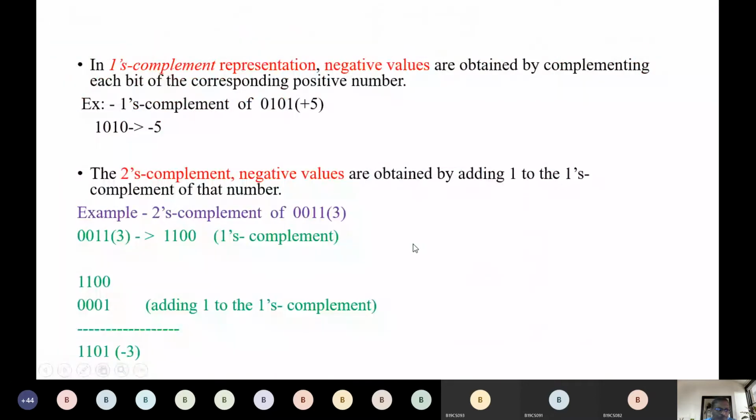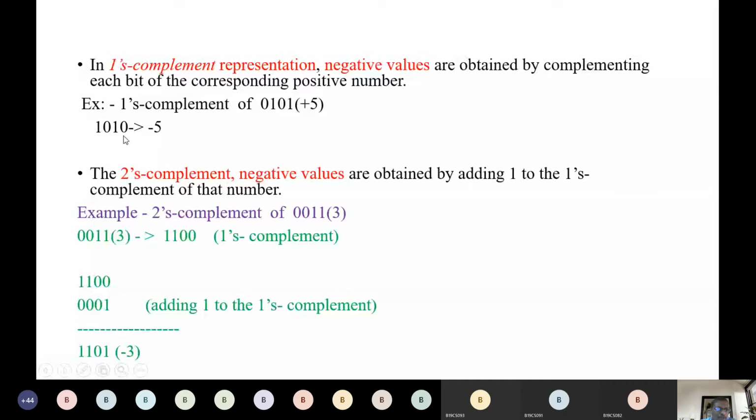Here you can see that in ones complement, negative values are obtained by complementing each bit of the corresponding positive number. For example, take plus 5. I want to calculate the ones complement of 0 1 0 1. So I do the complement of this: replacing 0 with 1 and 1 with 0. Instead of 0 I made it 1, instead of 1 I made it 0, and so on. So the complement of 0 1 0 1 is 1 0 1 0.